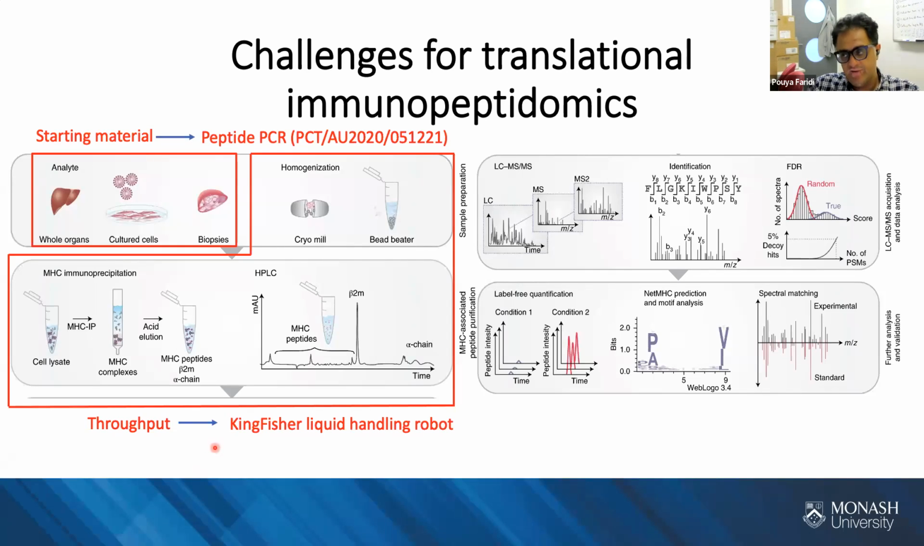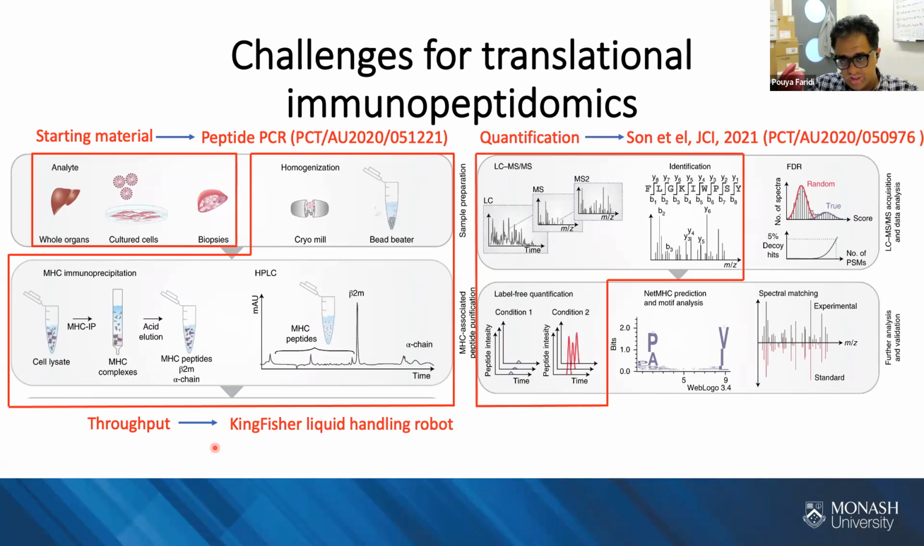So the problem was that for each sample, we needed to spend a few days to do immunopeptidomics. But now with a new technique that we are using in the lab, using Kingfisher and magnetic beads, we can easily analyze tens of samples per day. Then, quantification was not perfect in immunopeptidomics, but now we are using new techniques called data-independent acquisition, or TMT labeling, to do quantification as well as identification.